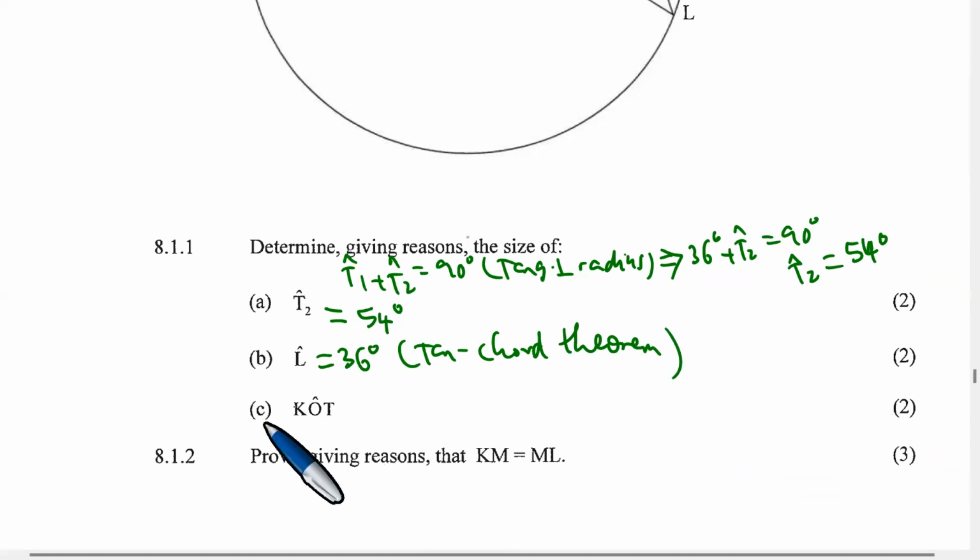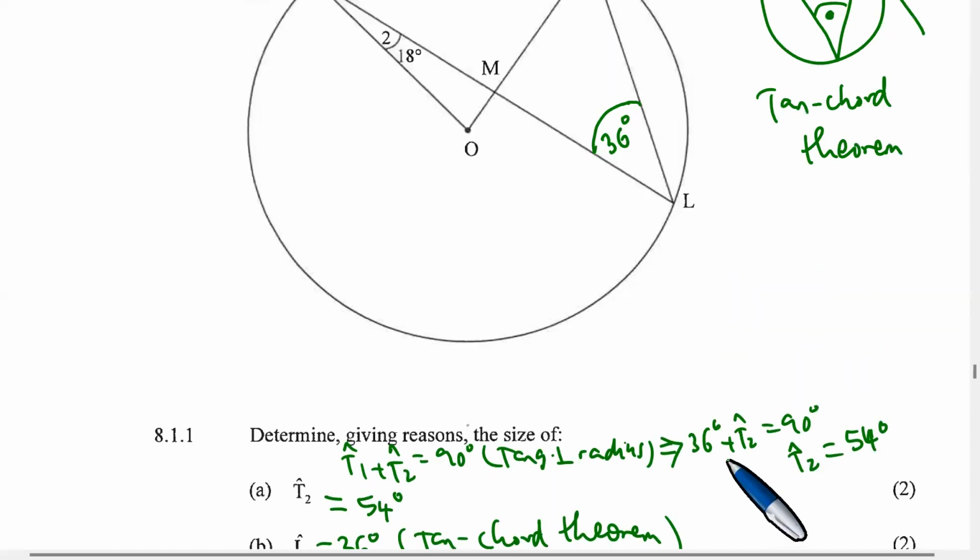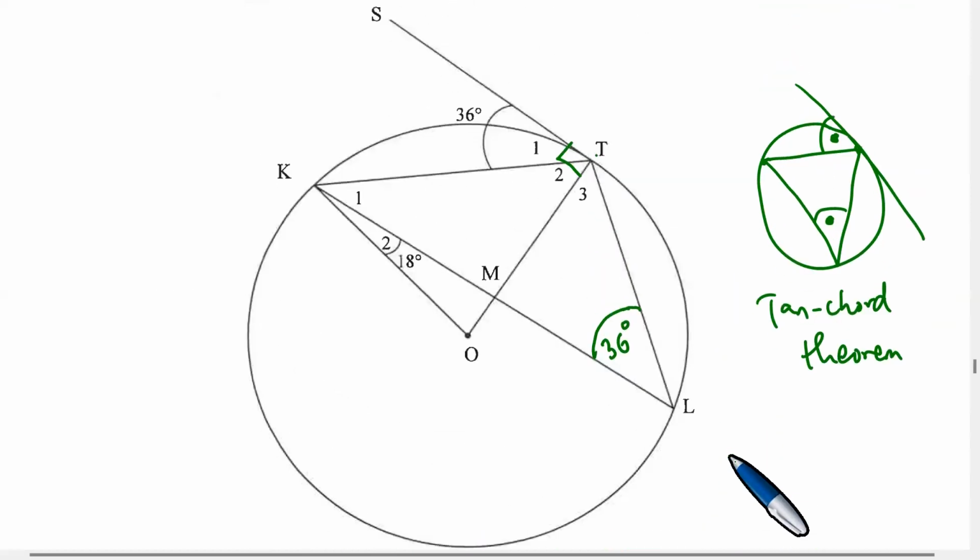Okay, now they're saying for 2 marks, find angle KOT. Let's look at the diagram. Find angle KOT. Find this one. What is it? It's obvious, isn't it 108, bro? Please come again. 108. Are you thinking that is 180? No, 108. Okay, that's a good question.